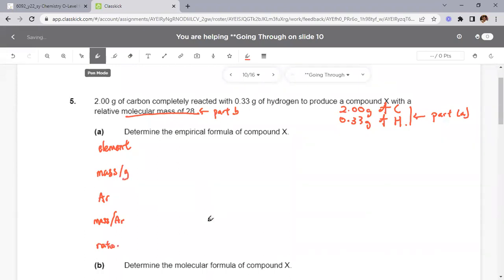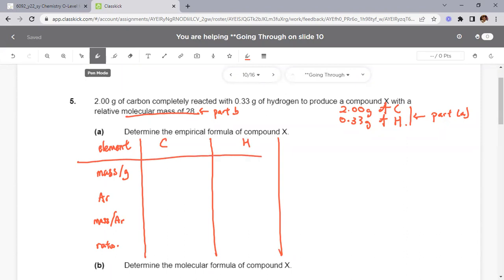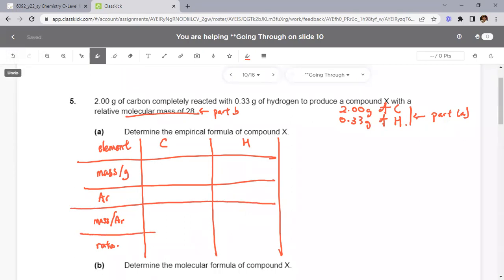Now the mass here, take note, it should be in gram. So I'm going to draw my lines down like that. The second column will be carbon, and my third column will be hydrogen. So this is my rough table over here. Sorry, ugly lines. Let me draw properly. A bit better.